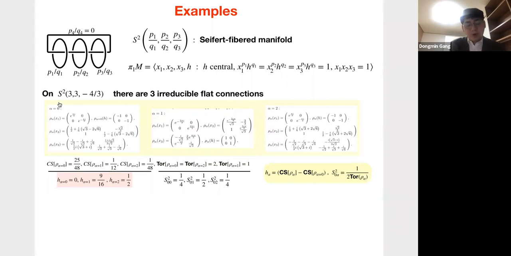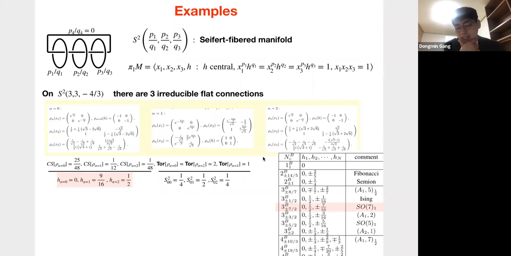Concretely, if we consider this 3-manifold labeled by this number, then there are three irreducible flat connections, and the Chern-Simons invariants and torsions are given by this. Using this dictionary, we can compute the topological spin of these anyons. There are three anyons, and according to our dictionary, the topological spin of the anyons alpha can be computed by this Chern-Simons invariant. From that, we can read off the topological spin of these anyons, and also the quantum dimension of these anyons.